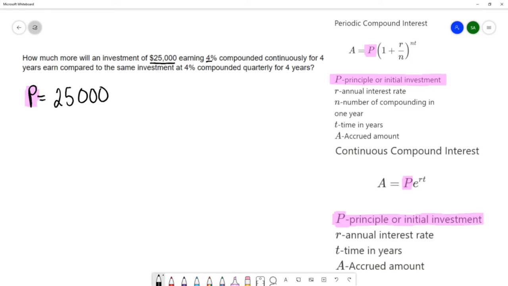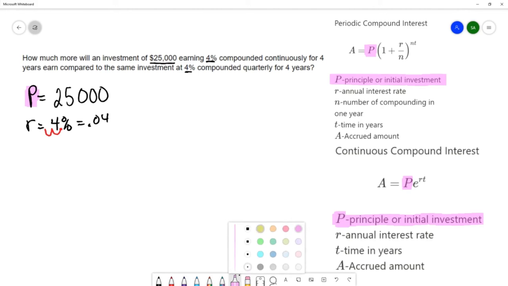And then both accounts are paying 4%, and that is going to be our interest rate. And we're going to use that in its decimal form. So when you convert a percent to a decimal, a percent means per 100. So we're going to move that decimal place 2 places to the left, which is 2 powers of 10, that's 100. So percent per 100, we're moving that decimal place 2 places. So that's going to become 0.04. So in our formula, you can see that R represents the annual interest rate in both periodic and continuous formulas. And we're going to use that value of 0.04 in both formulas.